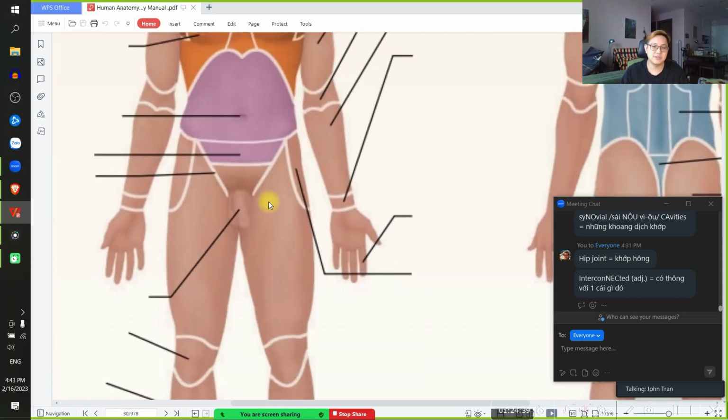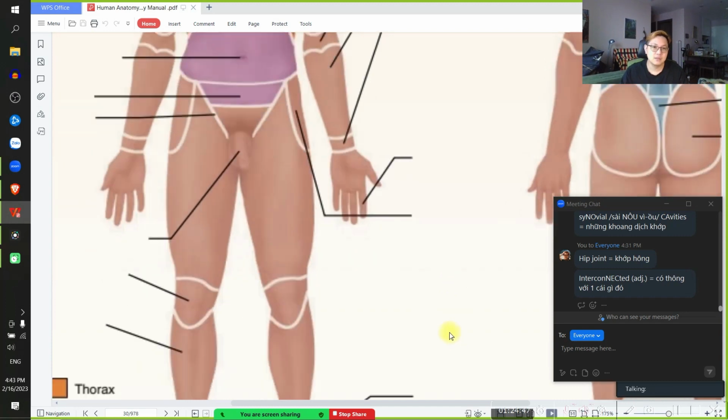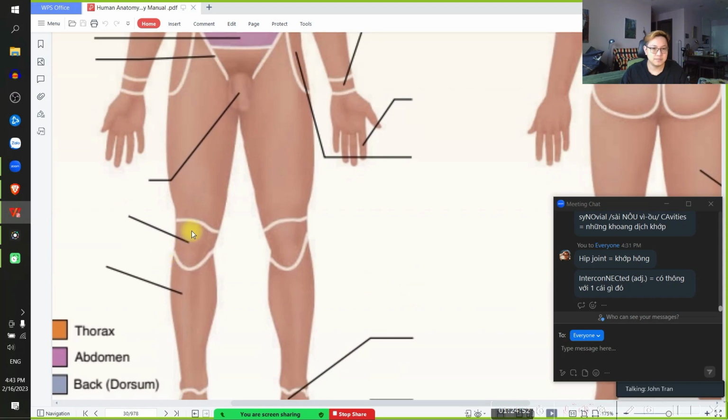How about the region when you have sexual organs? Pubic. Sorry? Pubic. Yeah. Okay. The kneecap? Patella. I think patella.